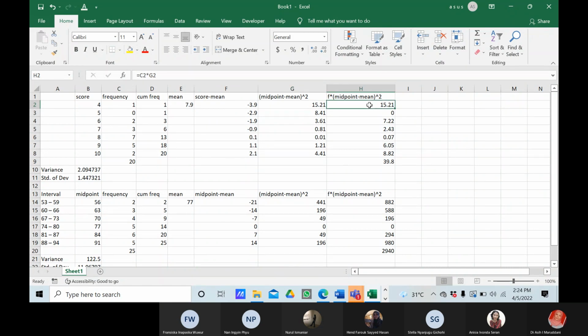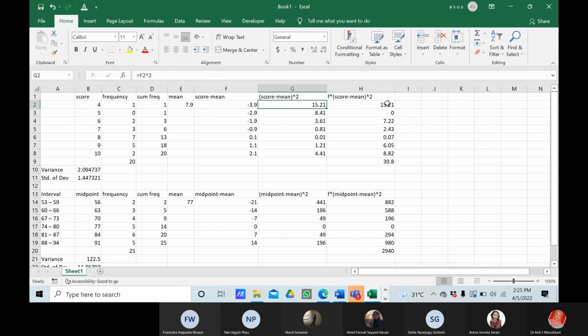Then the last column will be the frequency times the square of the score minus mean.